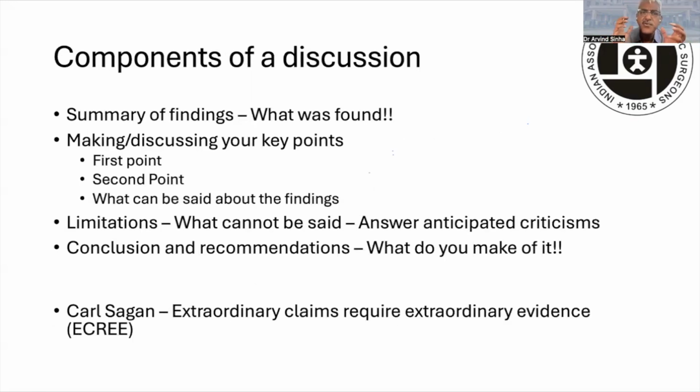So what are the components of our discussion? Start off with the summary of the findings. What are the key findings of the study? Then second could be the discussion of your key points, whatever were the key findings, first, second, third point. And then you go on to the limitations, what cannot be said, and the anticipated criticisms. And then you conclude with your recommendation, what you make of it, right? But I would request you to be a little circumspect about the conclusion from your results, right? Extraordinary claims generally require extraordinary evidence.